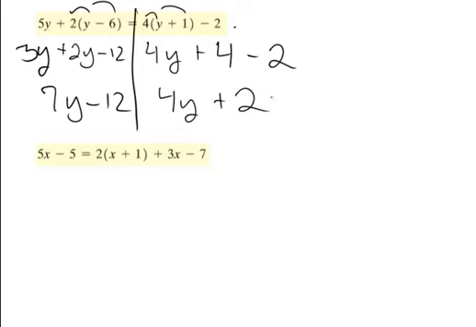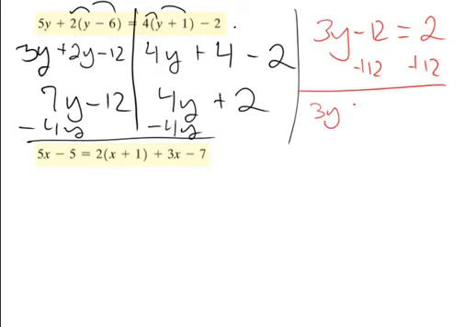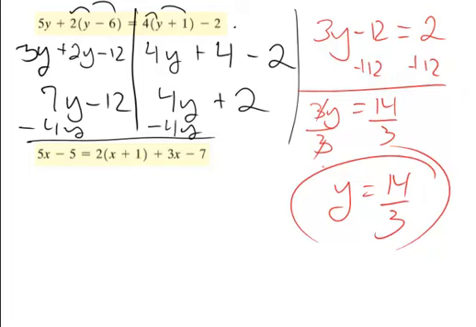My smaller y is the 4y, so if I minus 4y on both sides, I'm now going to end up with a 3y minus 12 is equal to 2. So when we add 12 to both sides, we now have 3y equals 14. And if we divide both sides by 3, we just get 14 over 3. Good.